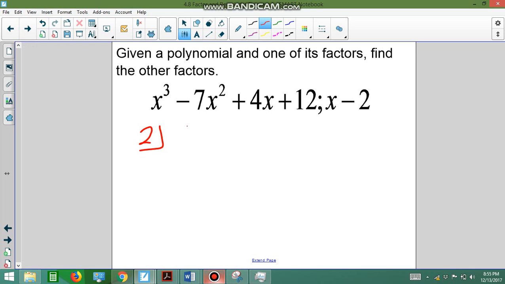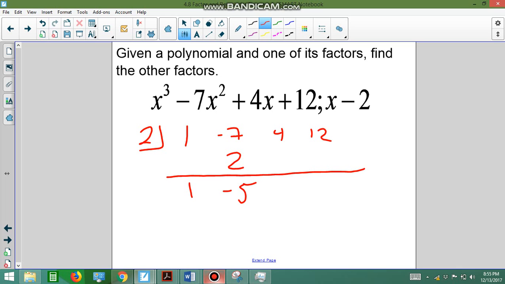Then we write down our coefficients. So 1, negative 7, 4, 12. We bring down the 1. 1 times 2 is 2. 2 and negative 7 make negative 5. Negative 5 times 2 is negative 10. Negative 10 plus 4 is negative 6. And negative 6 times 2 is negative 12, which gives me a remainder of 0, which is good, because that means it really is a factor.